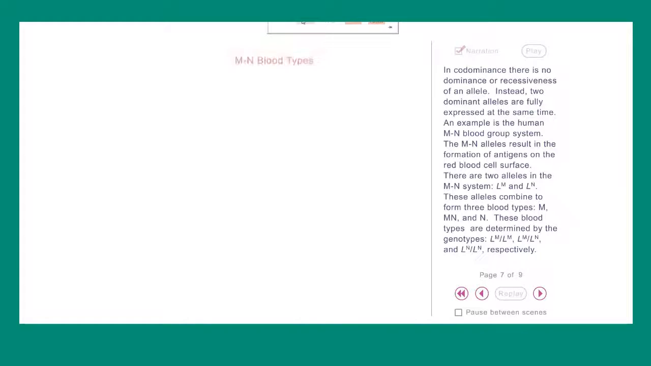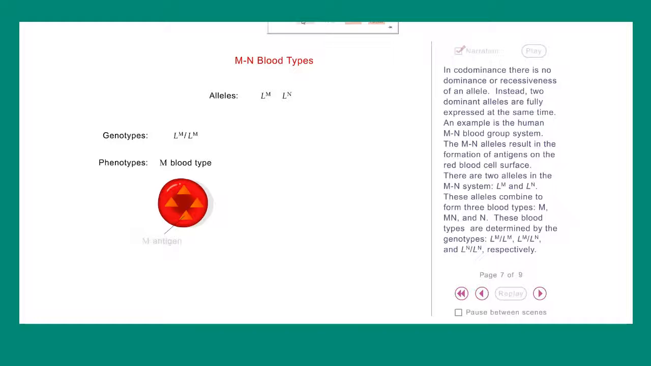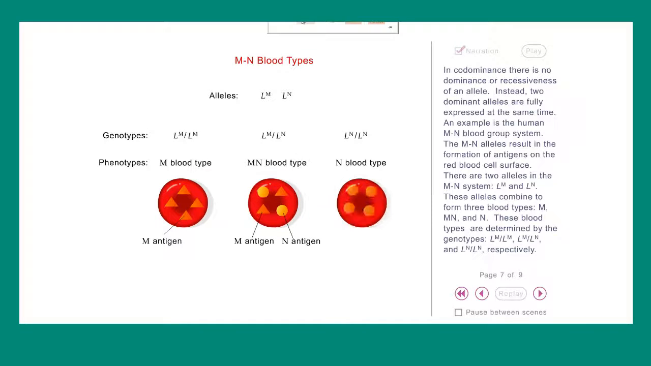An example is the human MN blood group system. The MN alleles result in the formation of antigens on the red blood cell surface. There are two alleles in the MN system, LM and LN. These alleles combine to form three blood types, M, MN, and N. These blood types are determined by the genotypes LM LM, LM LN, and LN LN, respectively.